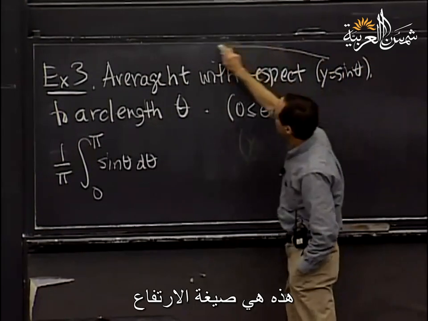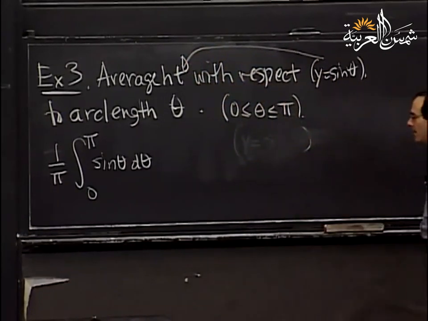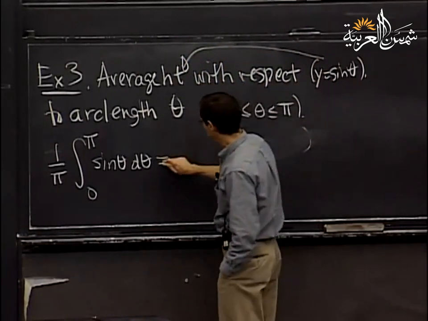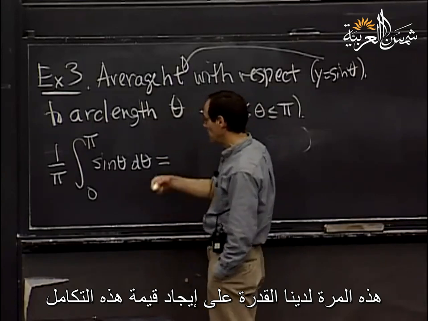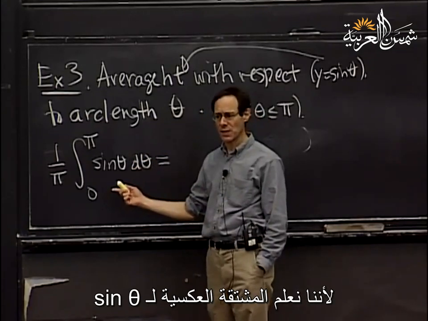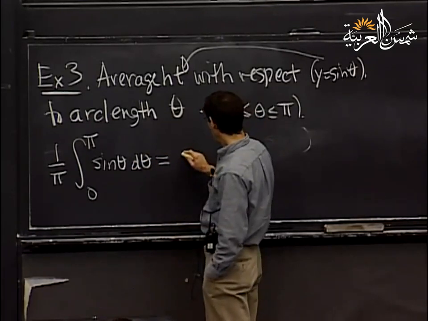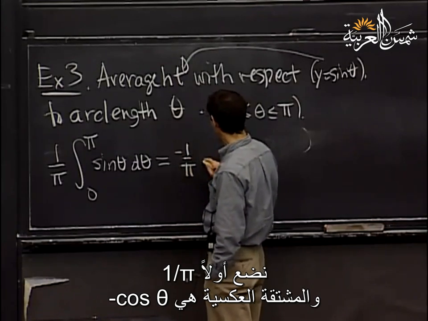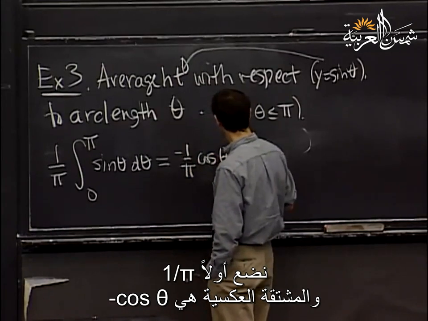So that's the formula for the height. All right, so let's work it out. This one we have the advantage of being able to work out because we know the antiderivative of sine theta. It happens with this factor of pi, it's negative cosine theta.